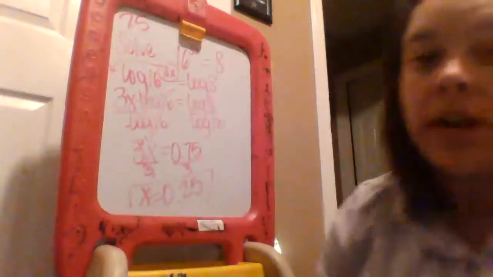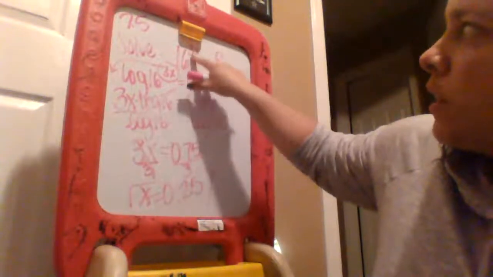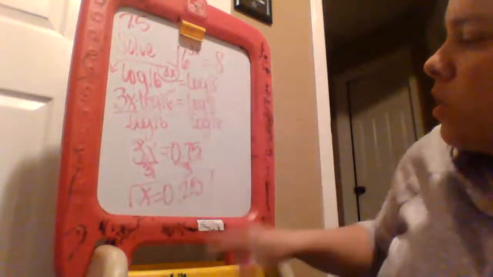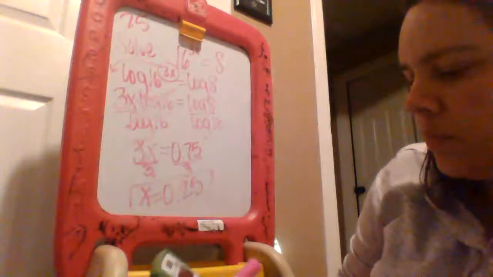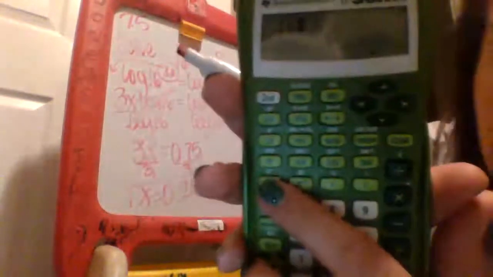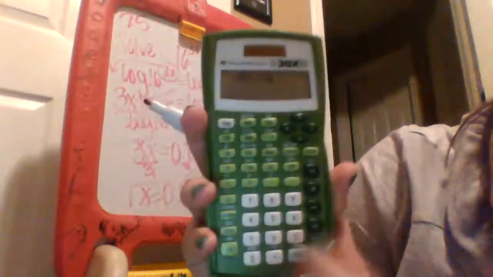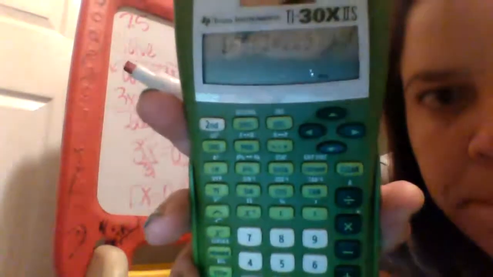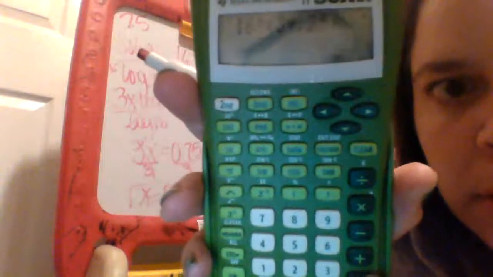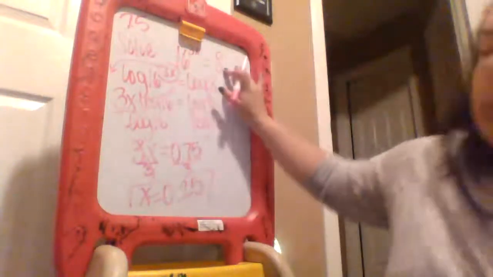Now you can check your answers on all these, which is the great thing. So you're going to take 16 to the 3x power. So 16, then the little caret right here, and then we're going to open a parenthesis, 3 times 0.25, close parenthesis. Can you see that? Then hit enter. And I got 8, which is what it should be. All right, we'll do another one.